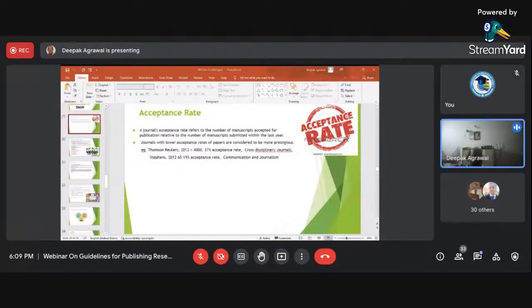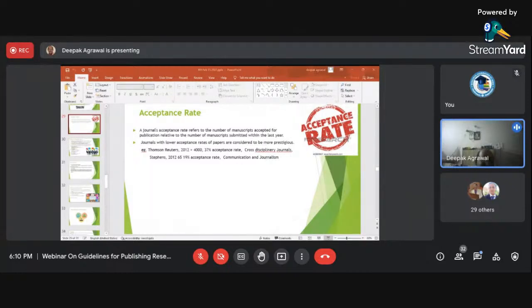The next element is regarding the acceptance rate. I told you Finance India has a rejection rate of 80%, meaning an acceptance rate of 20%. You need to think and analyze yourself. Do you think that your paper is good enough quality-wise, and that it is going to fulfill the expected norms of those journals? Then yes, proceed to go ahead.